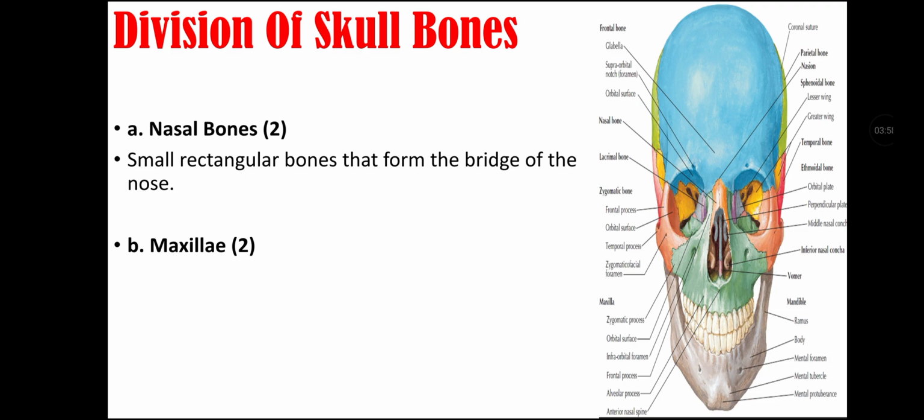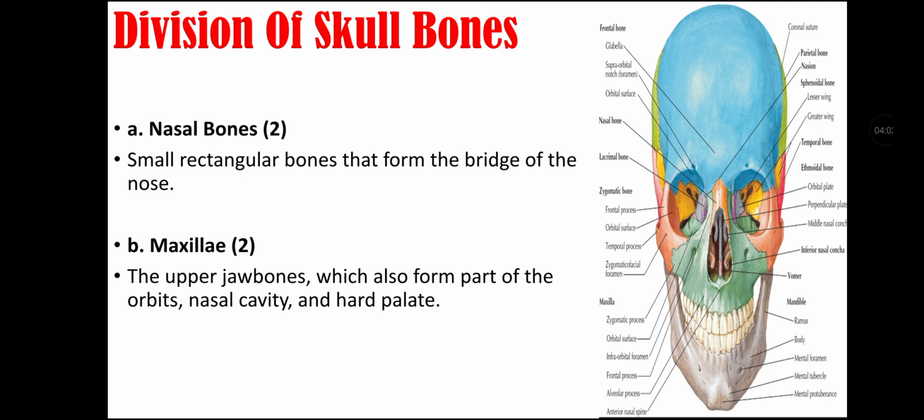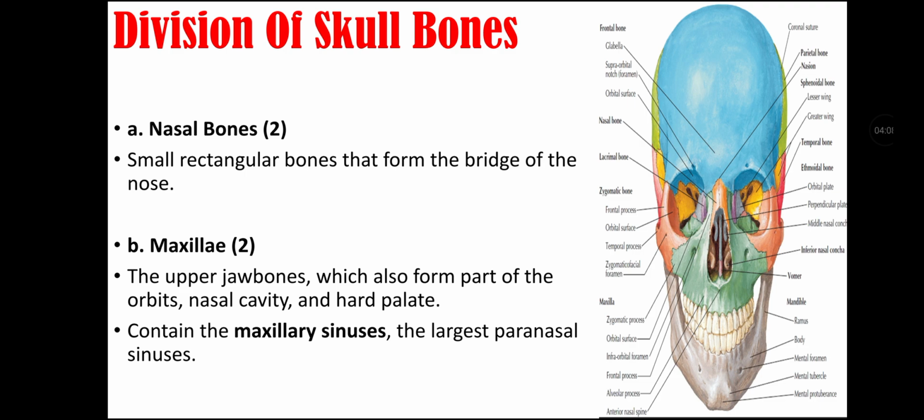Then the second facial bone we have is maxilla. They are also paired bones. They form the upper jaw bone, which also form part of orbits, nasal cavity and hard palate. They contain maxillary sinuses that are the largest paranasal sinuses.